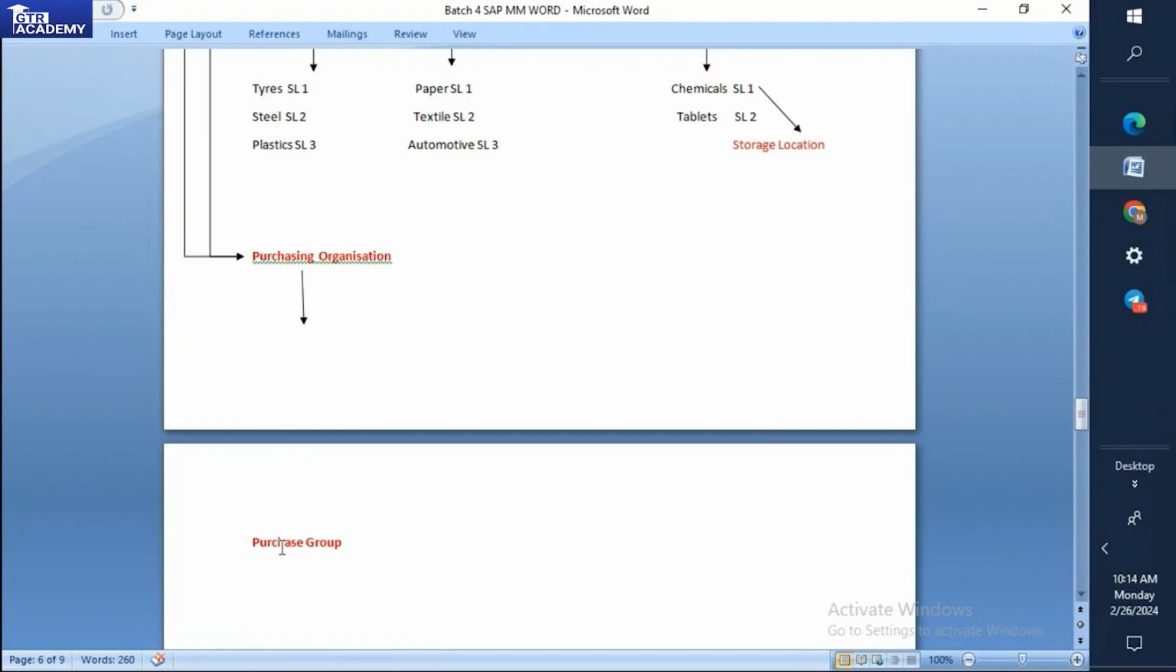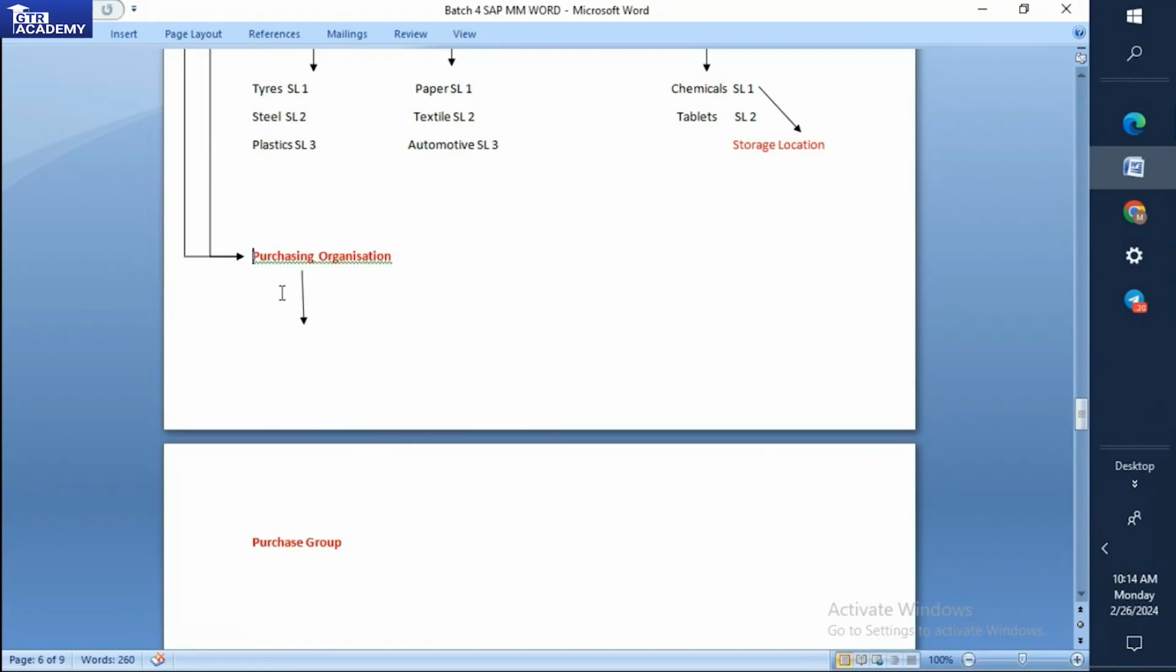See what happens. I will tell you the main differentiation between the purchase organization and the purchase group. The purchase organization is the main one, where it will select the vendors and negotiate the prices, and whatever conditions are applicable in the company, it will put those conditions with the vendors. That is the main function of the purchase organization.